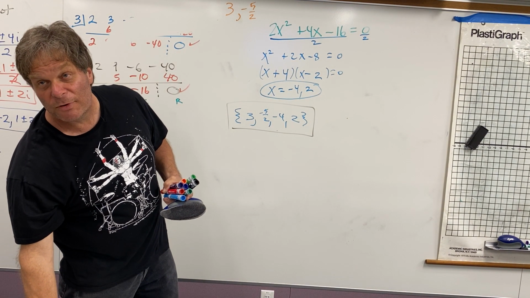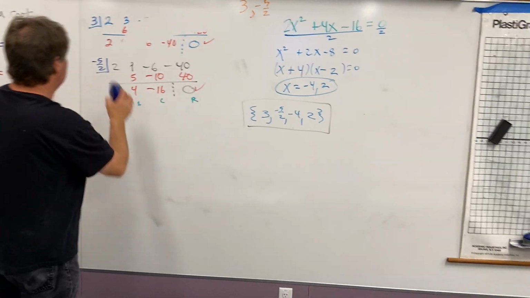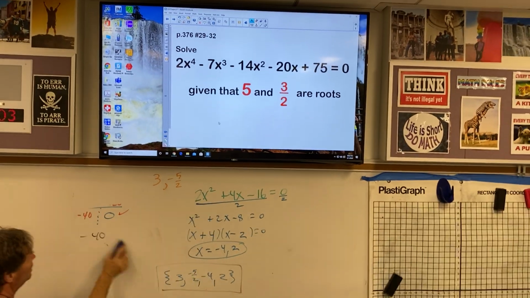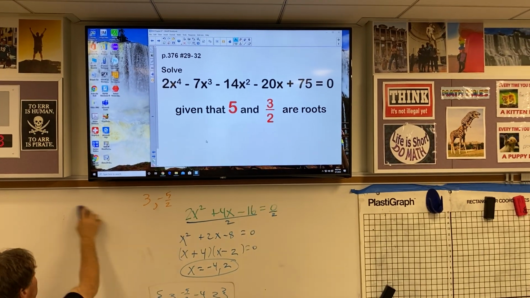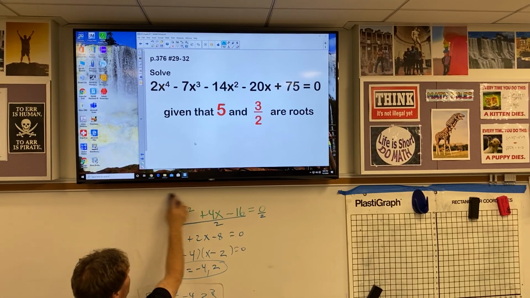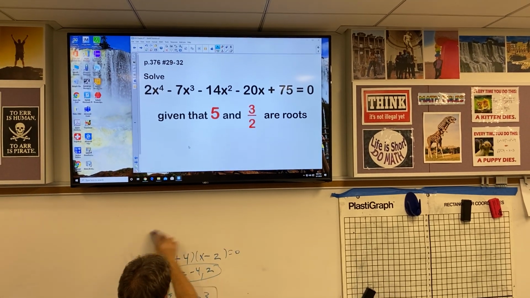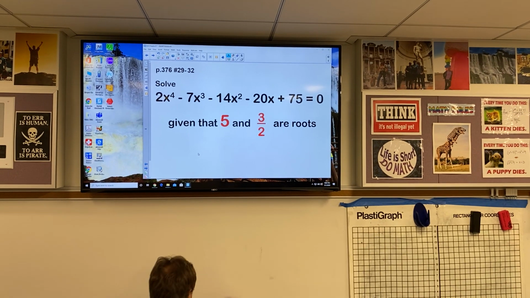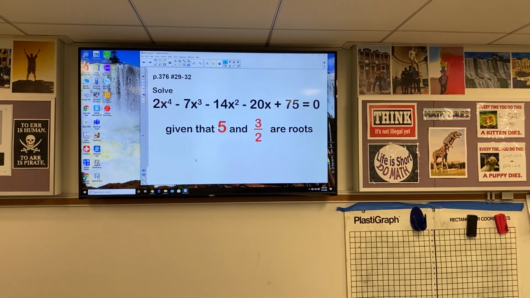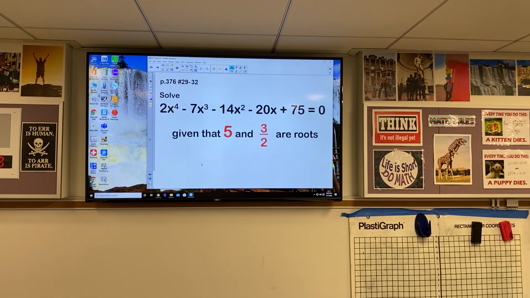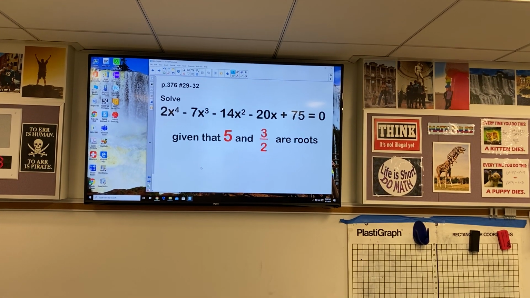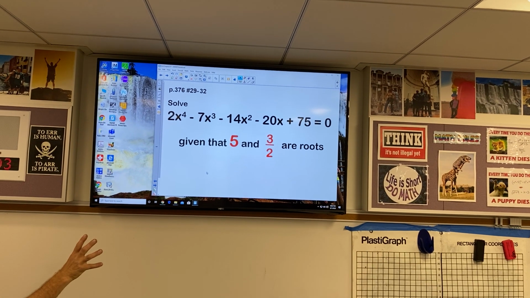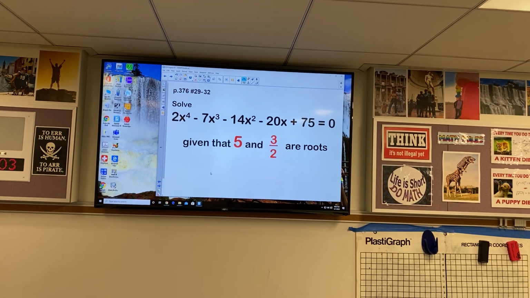The final problem for today. Okay, solve this guy: 2x to the 4th power minus 7x to the 3rd minus 14x squared minus 20x plus 75 equals 0, and 5 and 3/2 are roots. Okay, so here we go. 5 and 3/2 are roots. So I'm not even going to write that whole problem up here. Just absorb that. I'm going to use those coefficients.